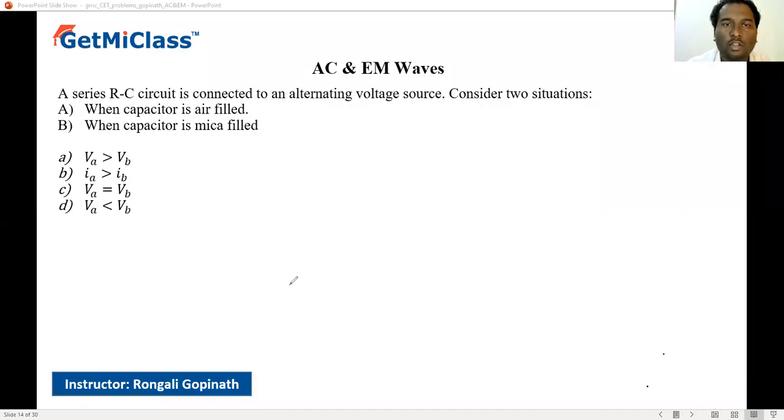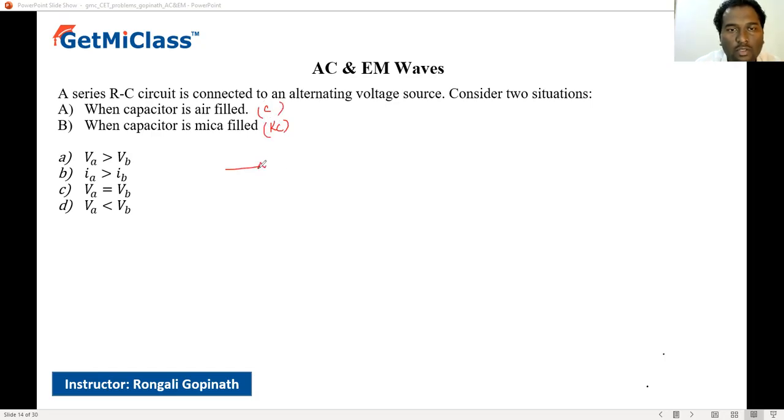A series RC circuit is connected to an alternating voltage source. Consider two situations. First one is when the capacitor is air-filled. Second condition is when the capacitor is mica-filled. Basically, you have a dielectric. Here capacitance is C, here capacitance is KC.